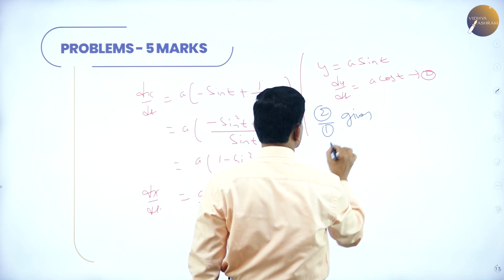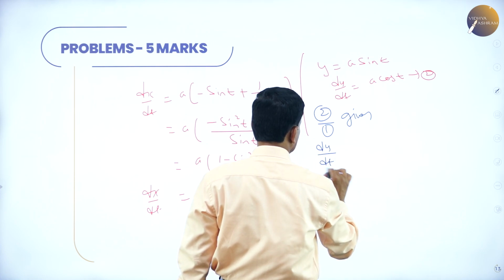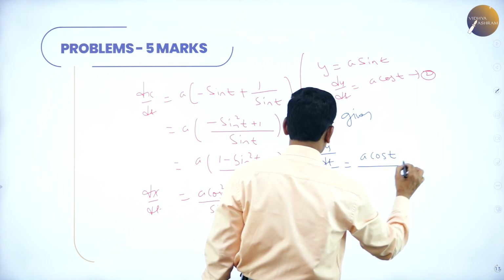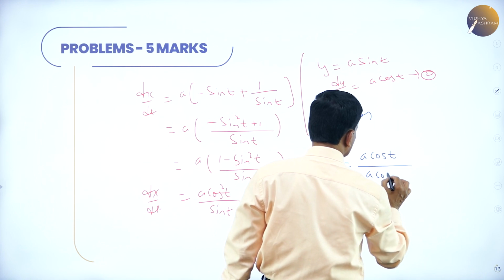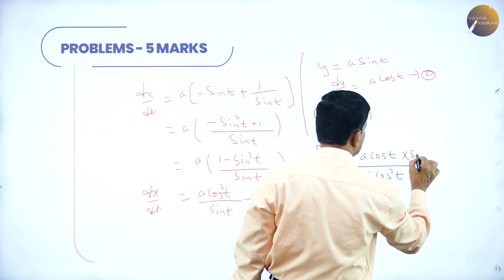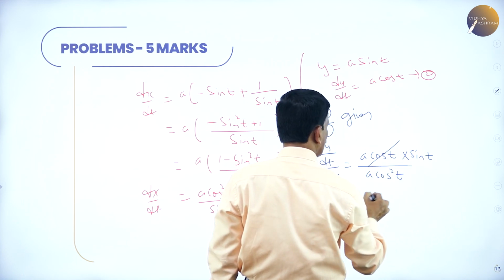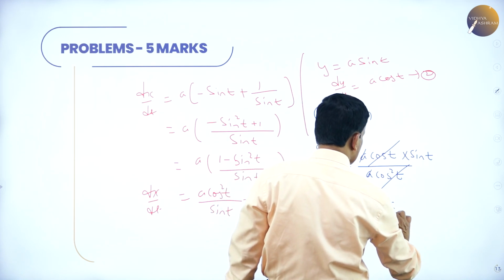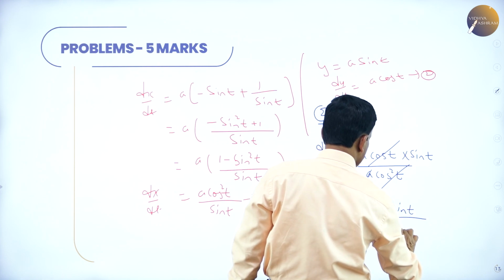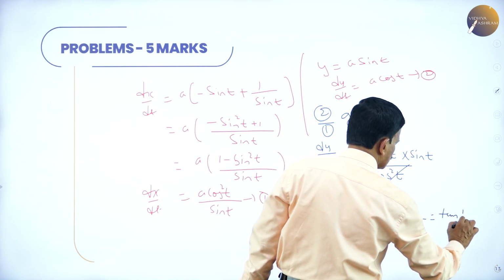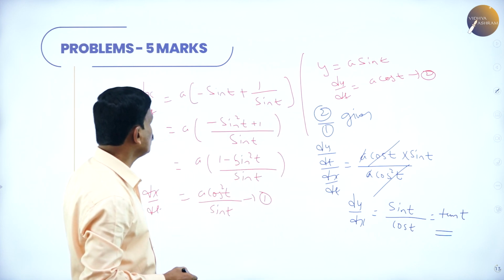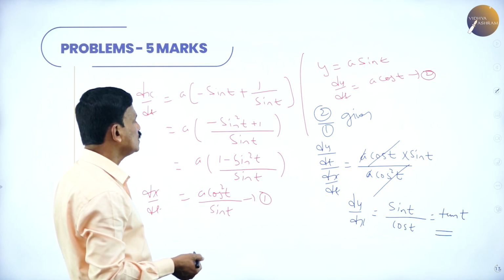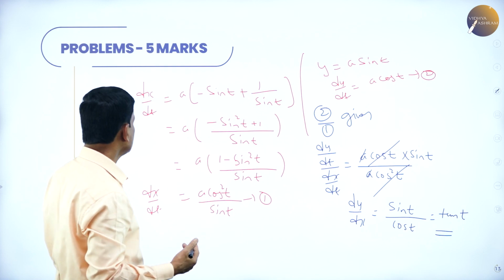That is dy by dt divided by dx by dt. What is dy by dt? a into cos t, divided by dx by dt, which is a into cos square t divided by sin t. The sin t goes to the numerator. So, cos gets cancelled, a also gets cancelled. dy by dx is equal to sin t divided by cos t. What is sin by cos? This is equal to tan t. That's all. So, the required answer is dy by dx is equal to tan t. Hope you followed. Very important for 5 marks. Now, move on to the next problem.